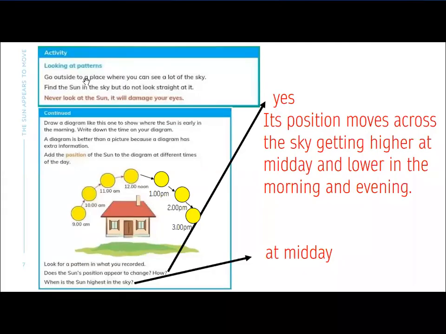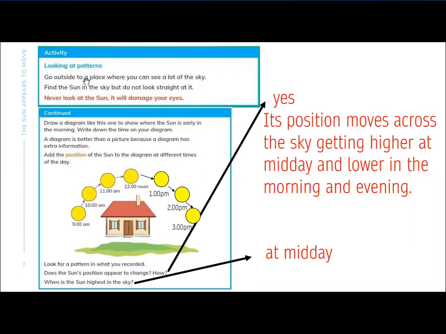Activity. Go outside to a place where you can see a lot of the sky. Find the sun in the sky. Do not look straight at it. Never look straight at the sun. It will damage your eyes. So we should never look straight at the sun. What will happen? It is going to damage our eyes.